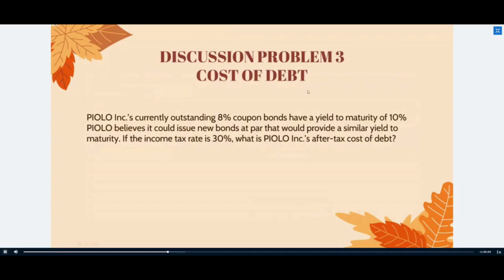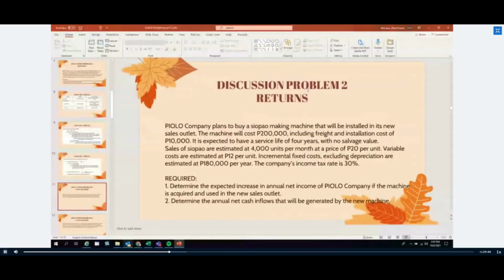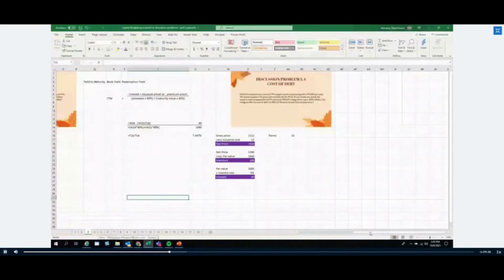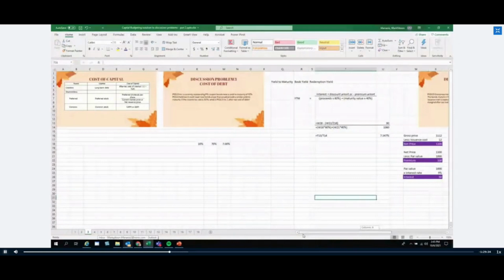So remember, in cost of capital, we've discussed cost of debt, cost of preferred stock, cost of retained earnings, and cost of common stock. In cost of common stock, pinag-usapan natin yung CAPM and DGM. So ngayon, isa-isahin natin, i-apply natin sa problem. So let's have problem number 3.